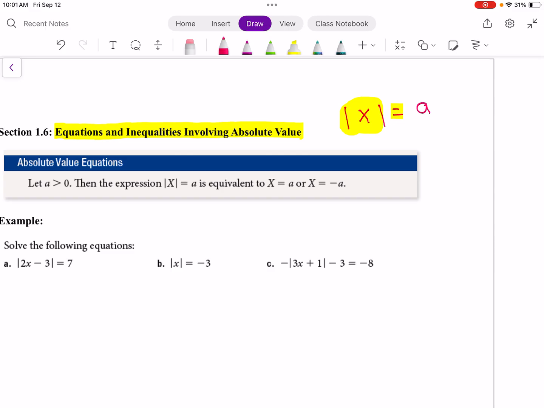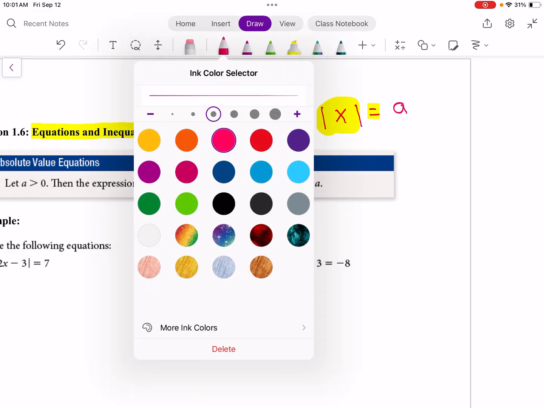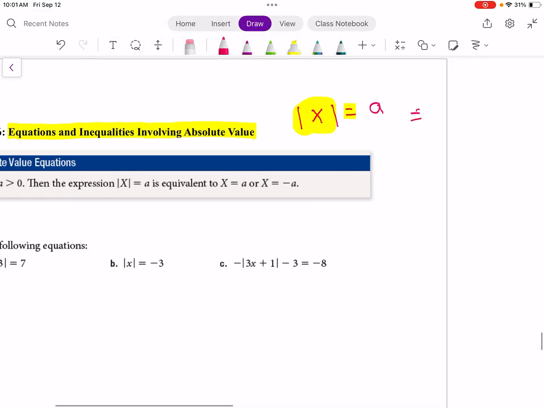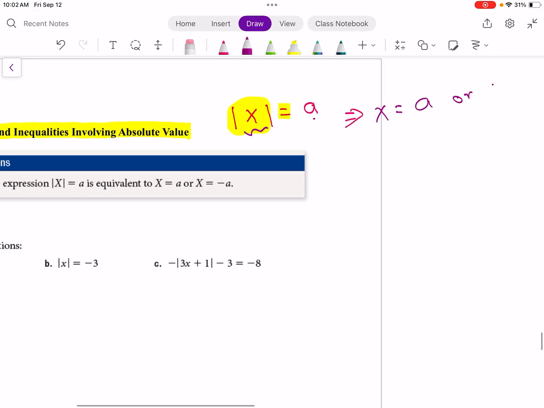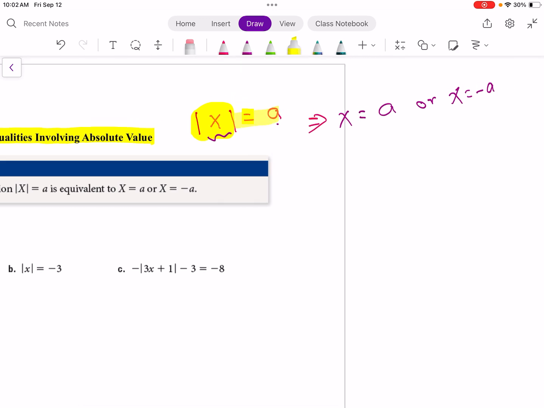Now in order to solve this absolute value equation, we have to get rid of the absolute value sign. In order to rewrite this without the absolute value sign, you write whatever you have inside the absolute value sign. So we have x equals positive of this number, or x equals negative of that number. Whenever you get rid of the absolute value sign, you always have two equations, you always get two solutions. So this is the definition, and we will use this definition to solve any absolute value equation.